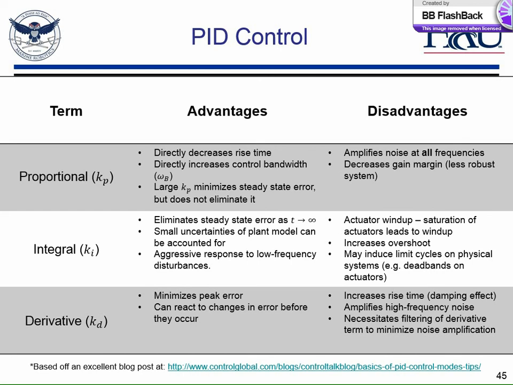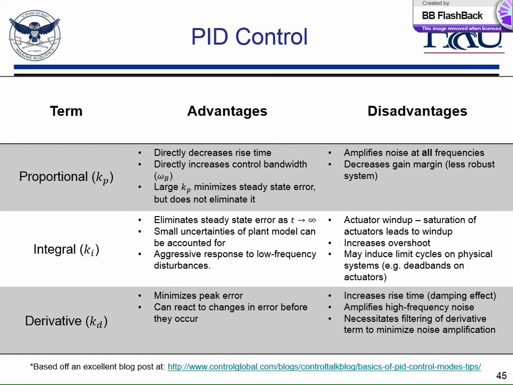So a proportional controller directly decreases our rise time. It directly increases our control bandwidth. A large KP will minimize our steady state error, but it'll never do away with our steady state error. We're going to have to live with that steady state error. So we typically will add on an integral term to cancel that steady state error out.